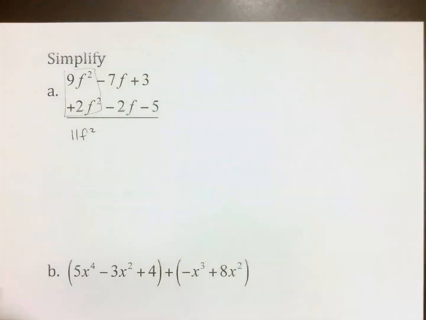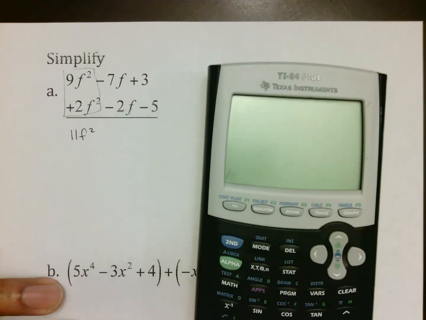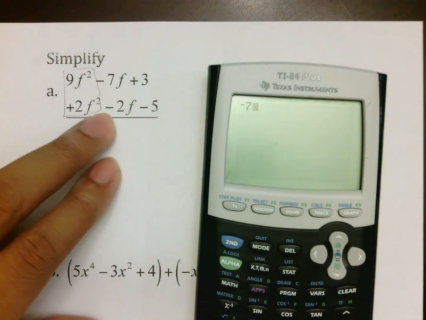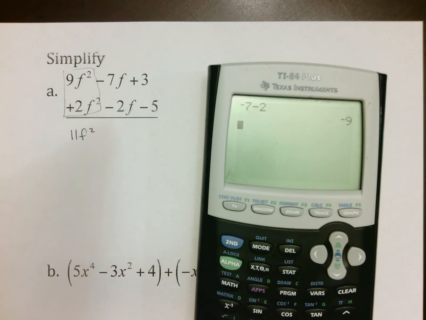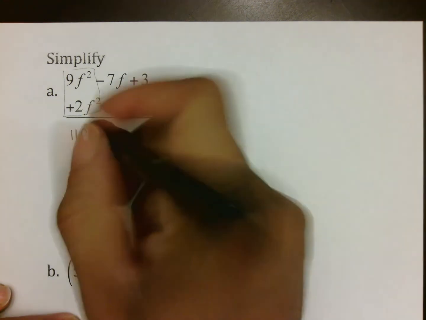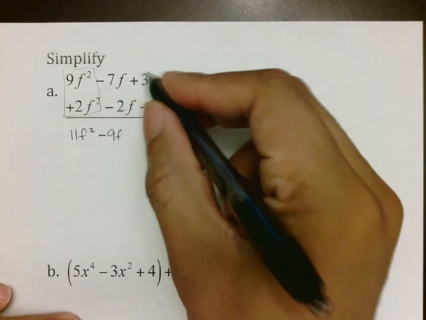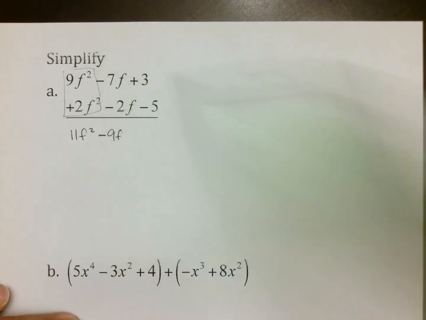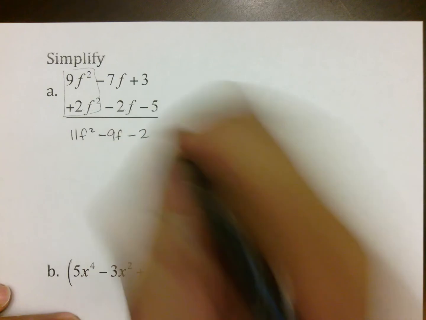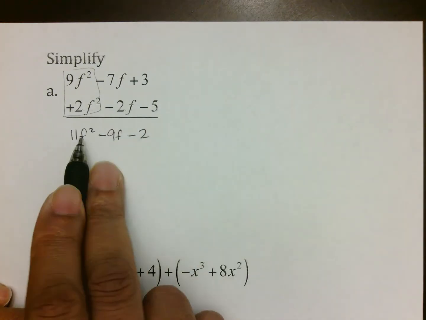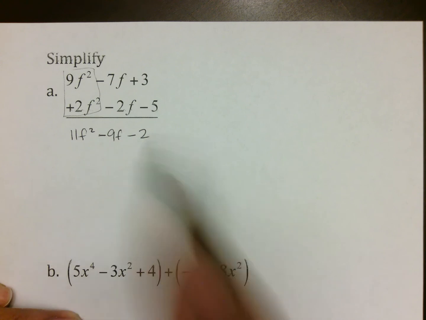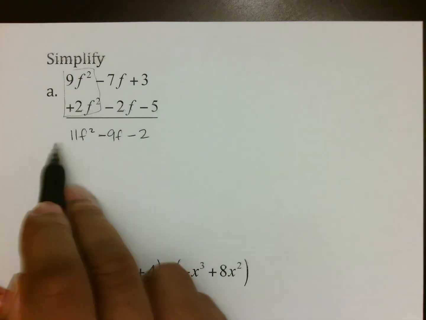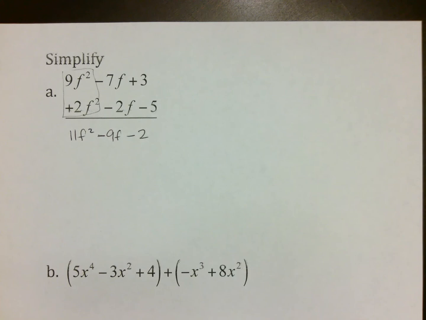Negative 7f, negative 2f. I know a lot of you are not great with numbers, so my suggestion for you is, as long as you're allowed to use the calculator, just type in the first number, and then the second number would be minus 2, which gives me a negative 9, so you get negative 9f. 3 minus 5. Again, if you have issues with that, 3 minus 5 gives me the answer of -2, which is what goes here. Why is this in standard form? Because the highest power is 2, then 1, then 0. Alright, so again, this is already in standard form because the problem was given to me in standard form. There was nothing to worry about.